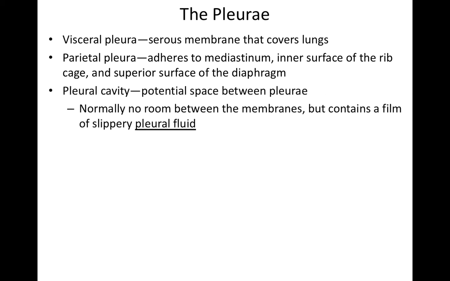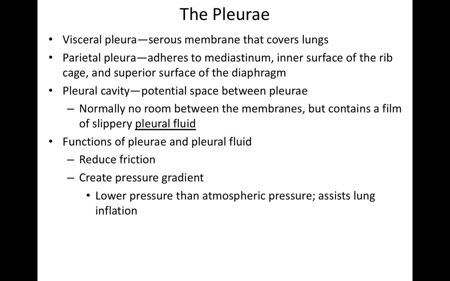Between them is the potential space called the pleural cavity. There should not be an actual space between them. There should be a film of fluid, some protein-filled fluid in there called the pleural fluid that allows them to rub up against each other very easily with no friction. So similar to what we saw with the pericardial membranes in the heart.